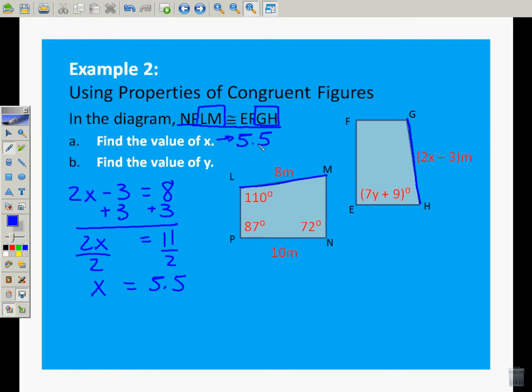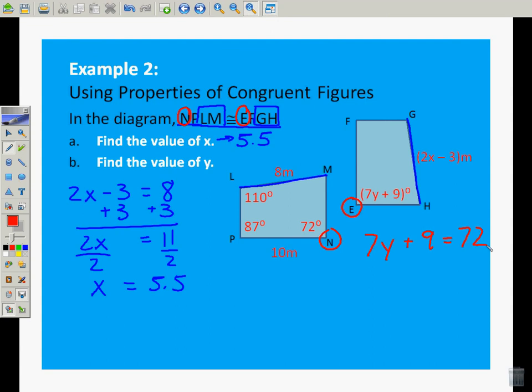We use the same logic when we're dealing with the angles, and so our y, 7y plus 9, should be equal to something. Well, 7y plus 9 is a value that's associated with angle E. And so if we look at where angle E is located, it's the first letter in our congruent statement. And so to find out what it's congruent to, we look to the first letter in the other half of our congruent statement. So that's angle N. And so 7y plus 9 is equal to 72.